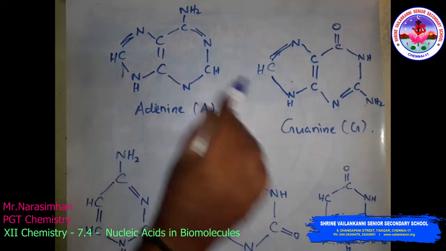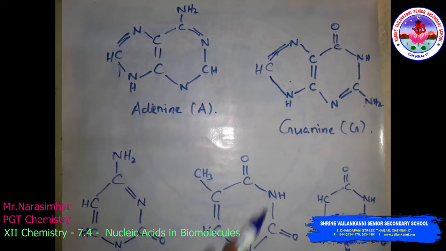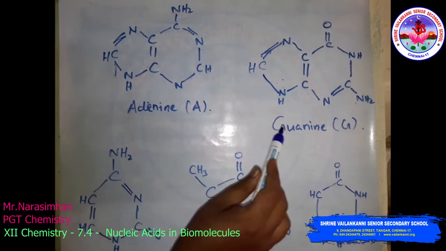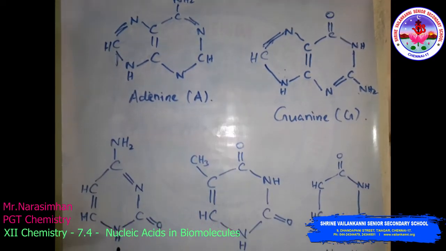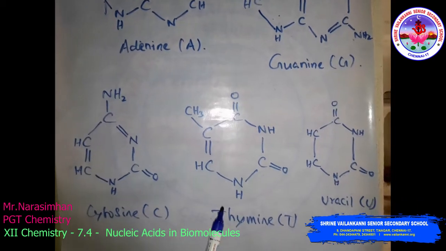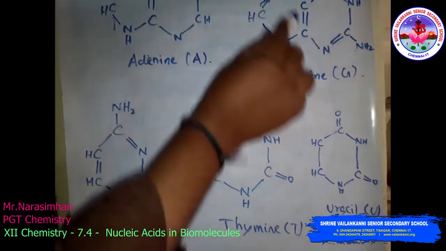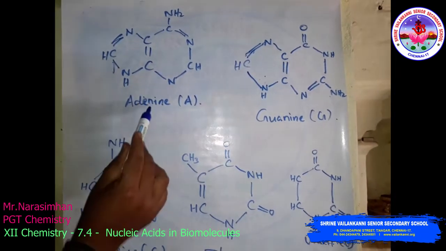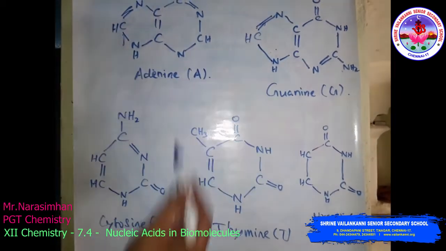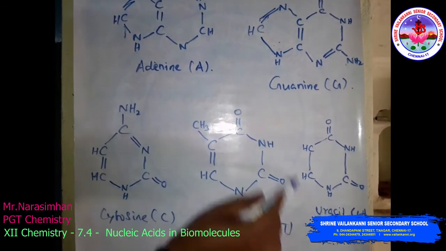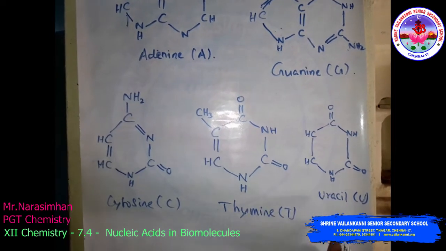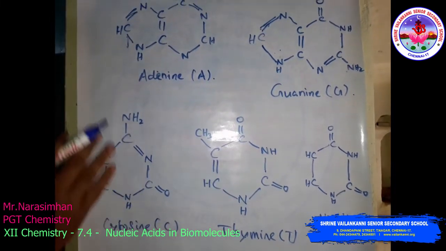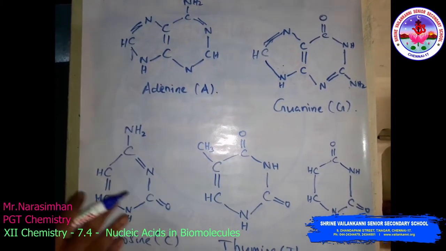DNA contains the bases adenine, guanine, cytosine and thymine. RNA also contains three of these: adenine, guanine and cytosine. Only the fourth one differs, which is called uracil. Uracil is the RNA base. So these are the base structures of the DNA and RNA molecules.